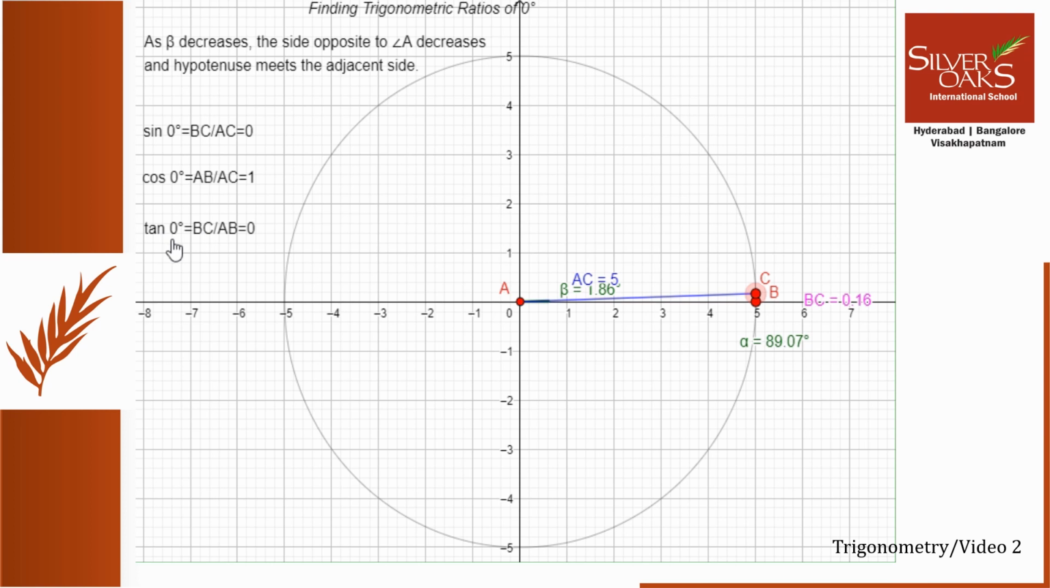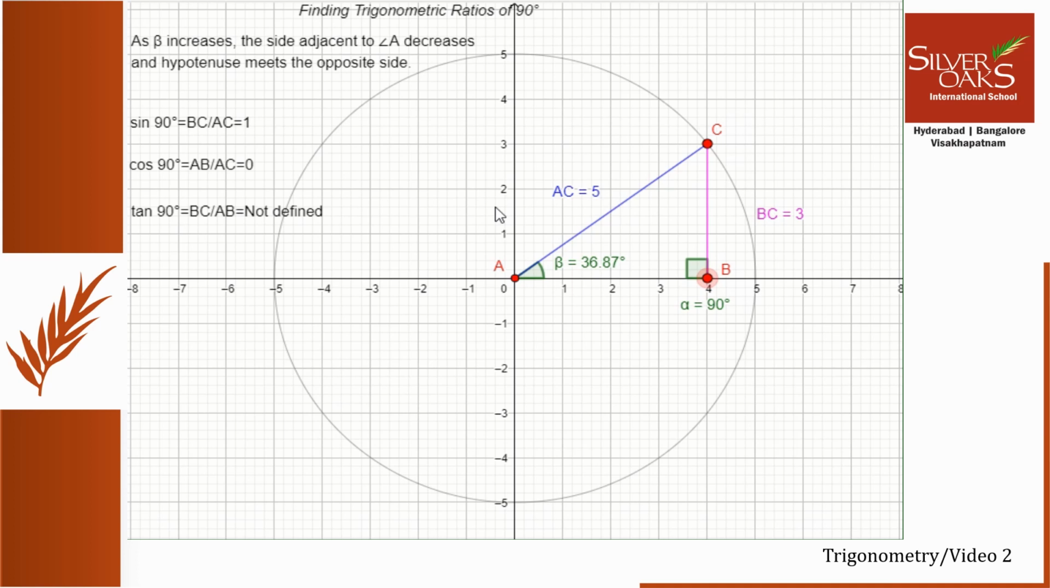Now tan 0 degrees. Tan 0 is opposite by adjacent. Here opposite is becoming 0. 0 by anything is 0. Now with this knowledge you can find the reciprocal of all these three trigonometric ratios. Those are cosecant 0 degrees, secant 0 degrees and cot 0 degrees.